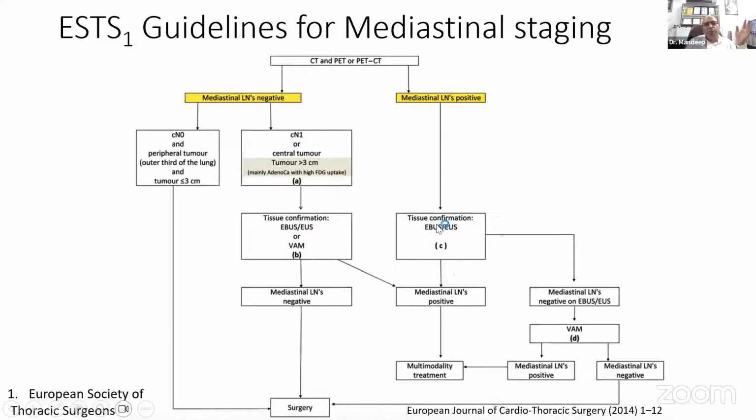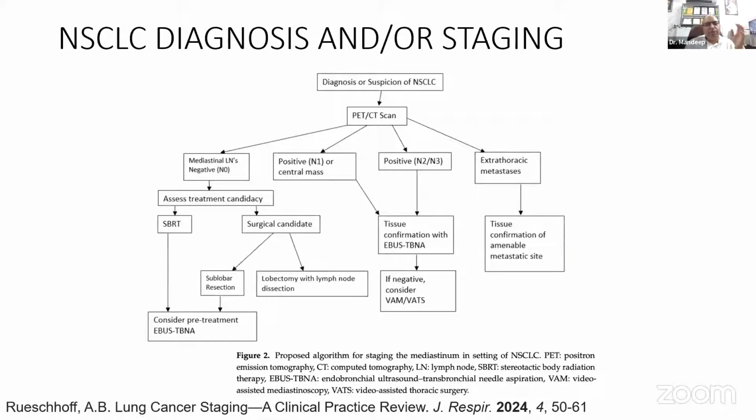If the nodes are positive by EBUS or EUS, then it is a multimodality treatment. And if they are negative by EBUS, then we need to do a video-assisted anterior mediastinoscopy. If they are negative, we can proceed to surgery. So similar guidelines have been published recently.